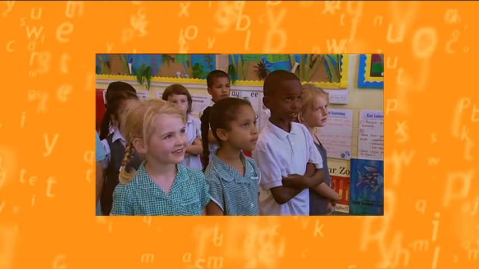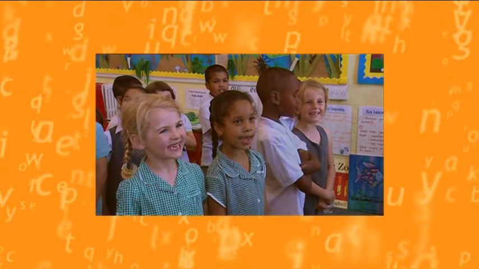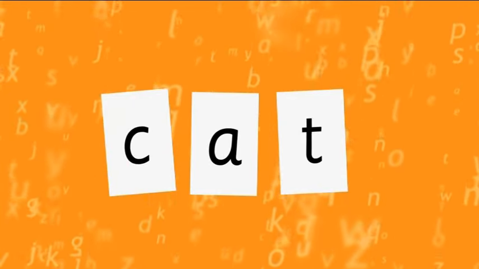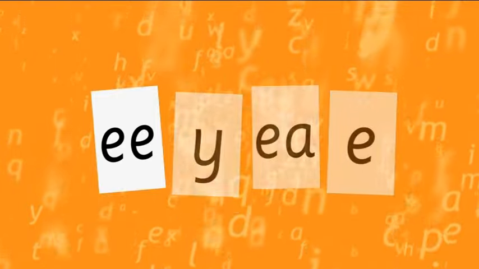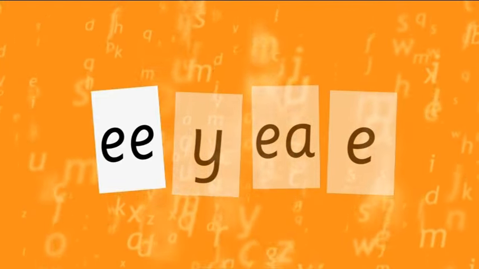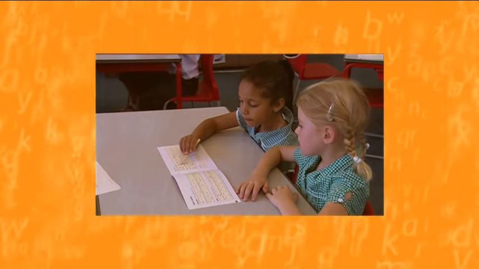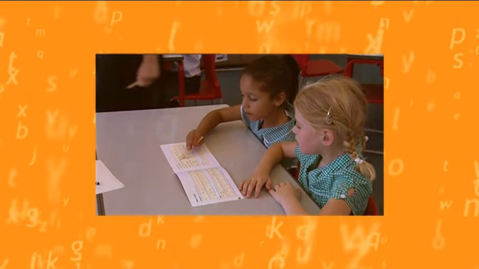Saying the sounds in a pure way also helps children to segment words into sounds in order to spell them. Cat, k, a, t. There are different ways of spelling many of the sounds. For example, all these spellings make the sound E. The highlighted spelling is how children are first taught to spell the sound. This DVD will teach you how to pronounce the sounds in a pure way so that your children will find blending for reading and segmenting for spelling easier.